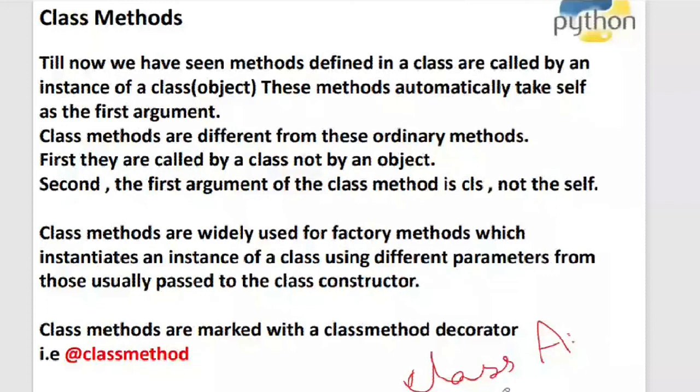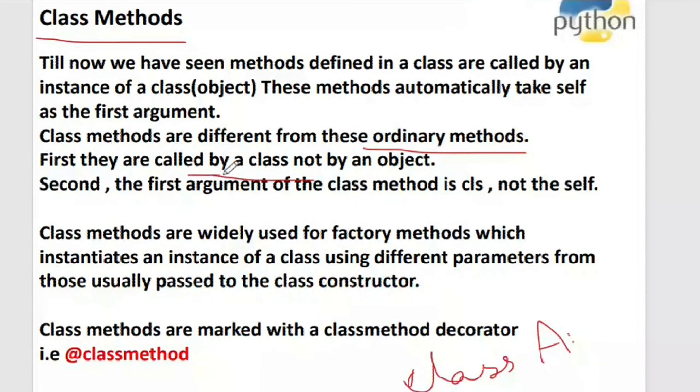So the first is the instance method. You have to show a program showing the instance method. The instance method definitely needs to have self as the first argument. The second kind of method is the class method. So what is a class method? The class methods are different from the ordinary methods, meaning the instance methods. What is the difference? First thing is they are called by a class. How are instance methods called? Instance methods are called with an object reference, so you say obj dot display or whatever. But class methods will be called by the class name.